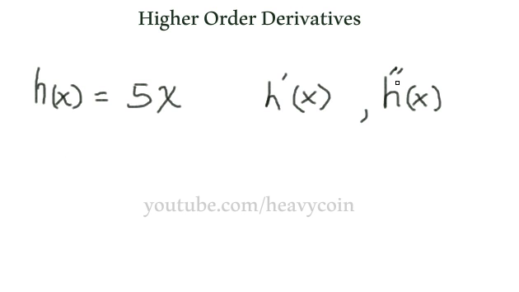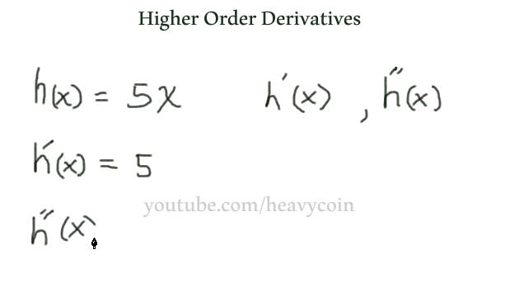So if we were asked to find h double prime of x, the first thing we have to do is find h prime of x. Well, you should know that taking the derivative of 5x is just 5, right? And then h double prime of x is, you guessed it, we're going to take the derivative of the derivative, and that is just 0. Okay? So simple enough. Let's work another example.